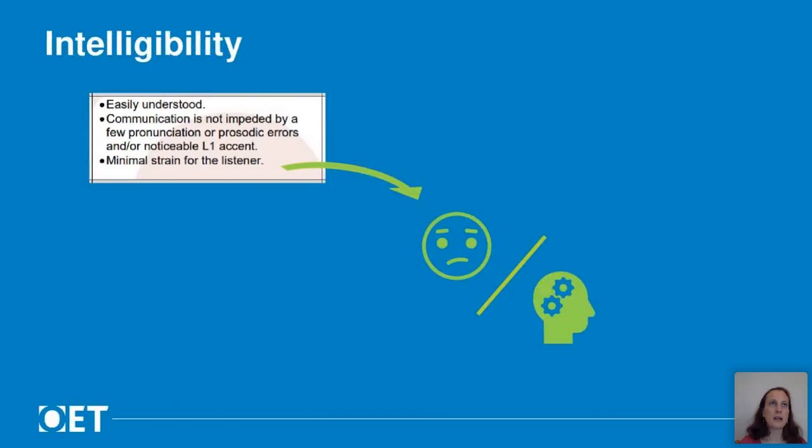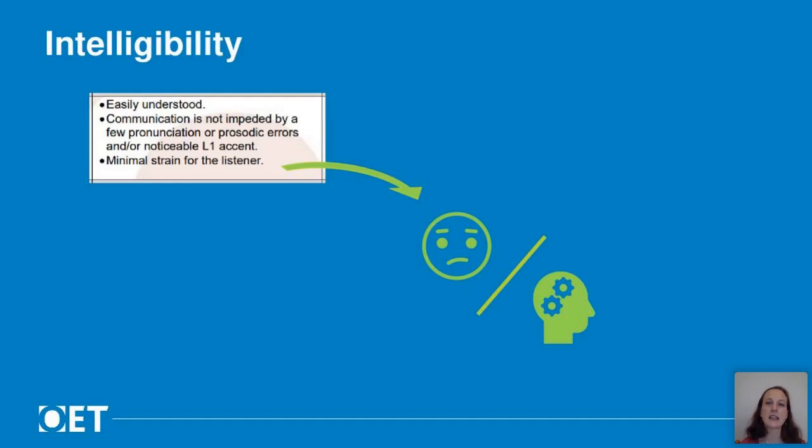So the first one is intelligibility. So this means your speech is easily understood with what is called minimal strain for the listener. And my best way of explaining strain is the expression on that emoji on the screen, a sort of confused, puzzled look. But the patient or interlocutor might not always show this on their face. It is a little bit impolite to sort of visually demonstrate your confusion. Instead, you can imagine that internally their mind will be turning, trying to understand what you have said.